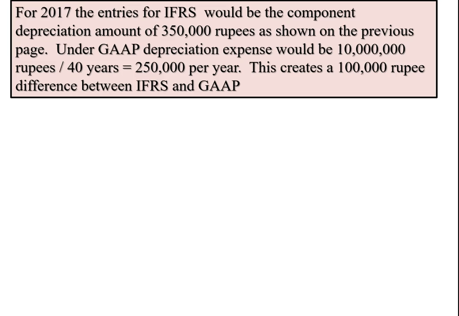All right, for 2017 entries, when we look at the differences between GAAP and the international standard, for the international standard, under component depreciation, we would record 350,000 rupees, as shown on the previous page. Under GAAP, depreciation expense would be 10,000 rupees divided by 40, giving us an annual depreciation in total of 250,000. Now we end up with a difference of depreciation each year of 100,000 between the international standard and GAAP.